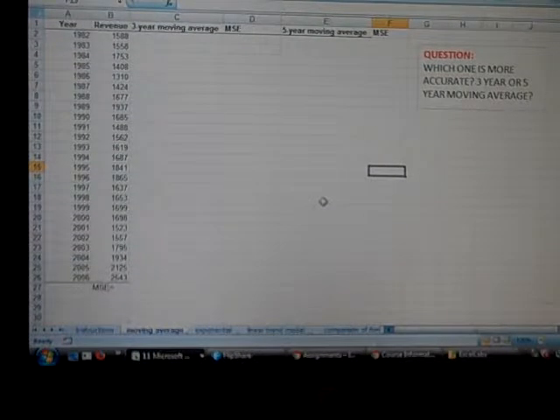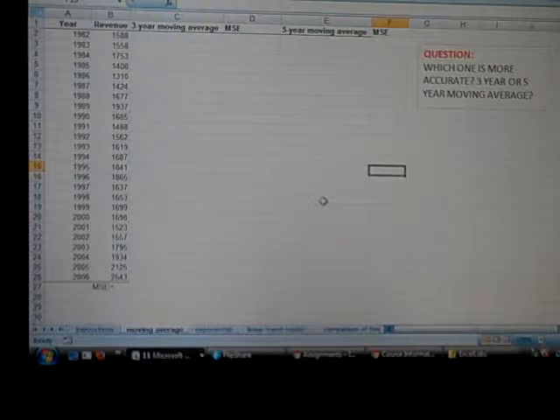Hello, this is Janae Rouse, IBM 320, and I am going to be showing how to do a moving average in order to find which method is going to be more accurate according to the MSE average.